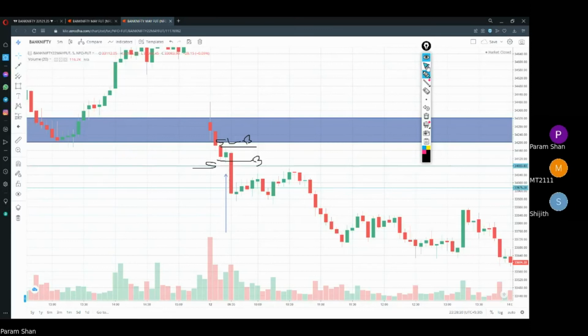Now what has happened on the next candle? It came till here. Actually, if I were you, I would not wait for any further confirmations, because it's already 1:2 we got. This is your one loss zone, right? And this is where your 1:2 zone.